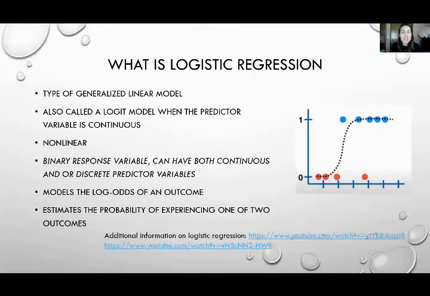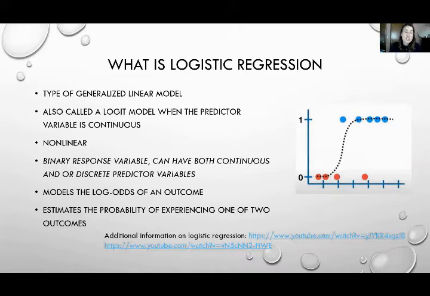So now we're going to move on to logistic regression. I just love logistic regression. It's a really interesting way to study data when you have discrete binary response variables. And we'll talk about what that means in a minute.